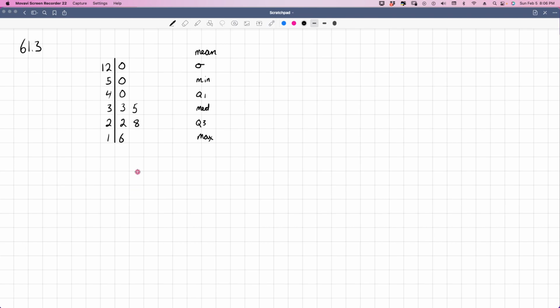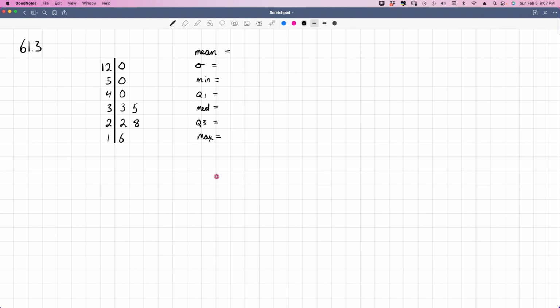So here's our problem. Here's the data that we're given, and it's already sorted for us. All we need to do is come up with the sum of all of these numbers so that we can find the average. That's our first step. This is all that our problem is asking us for. It wants the mean, it wants the standard deviation, the minimum, quartile 1, the median, quartile 3, and the max. And all of that information is going to give us what we need to draw a box and whisker plot.